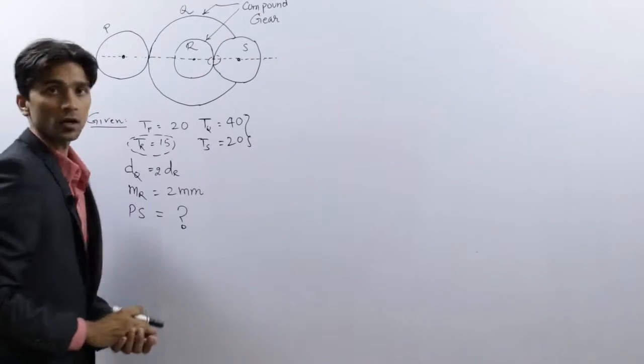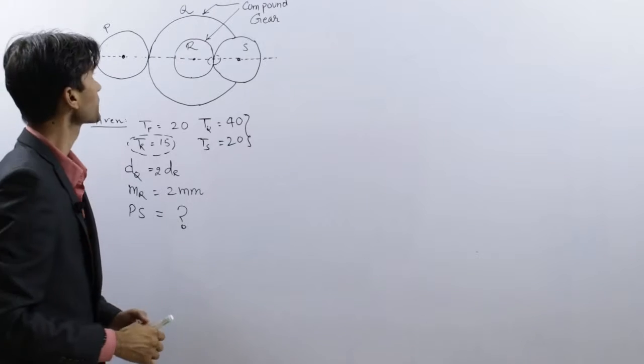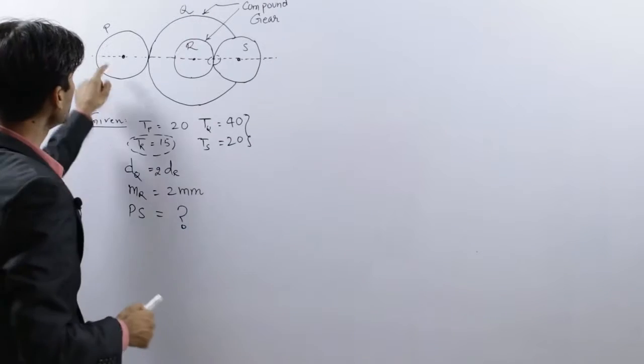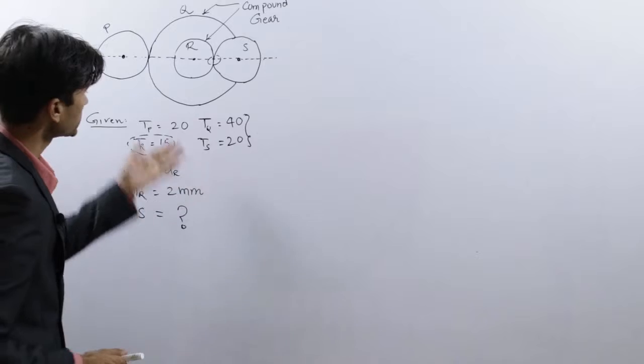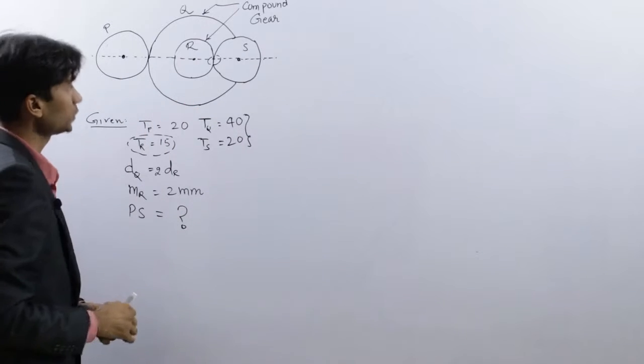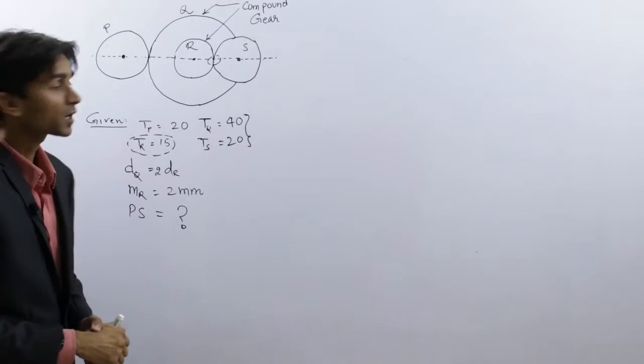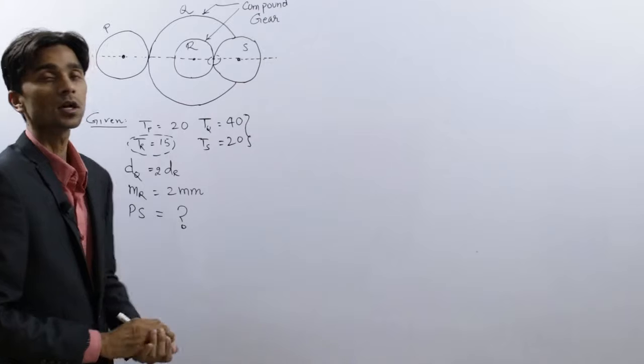Q and R are two gears of a compound gear, and the numbers of teeth on P, Q, R, S are given. The number of teeth on P is 20, on the bigger gear Q is 40, on the smaller gear R is 15, and on S is 20.